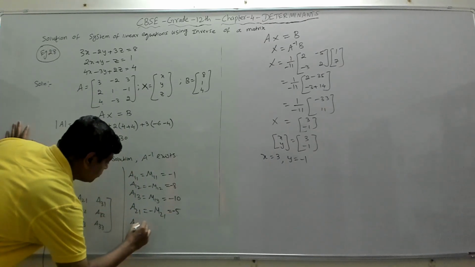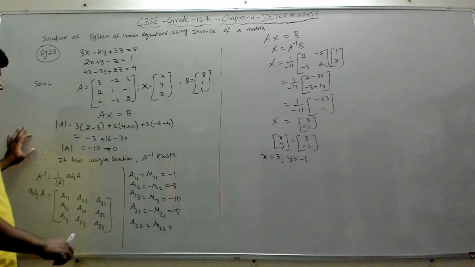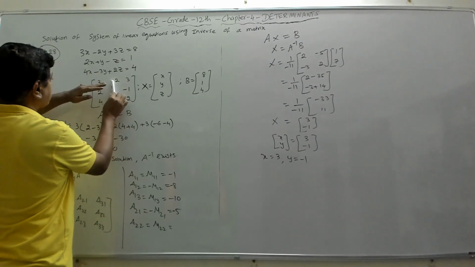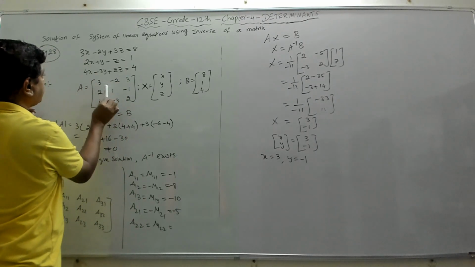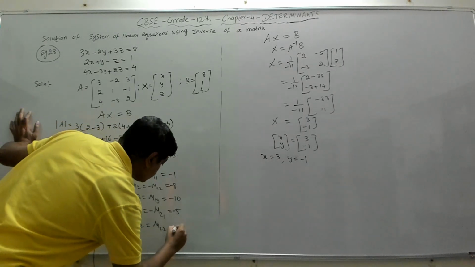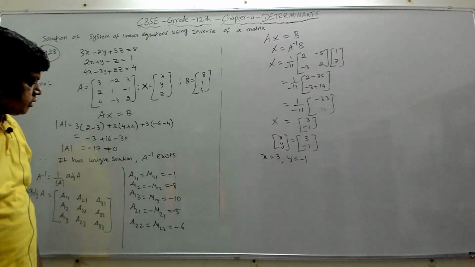Then A22. A22 is M22. Again, M22 is this element. These two will close. We'll close this and this. So 3 2s are 6, minus 4 3s are 12. So 6 minus 12 is minus 6. Fine. So you get A22 as minus 6.